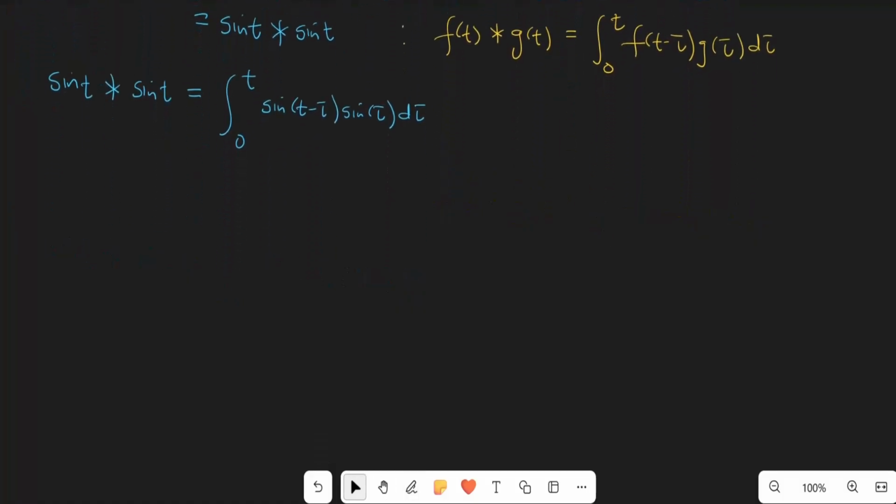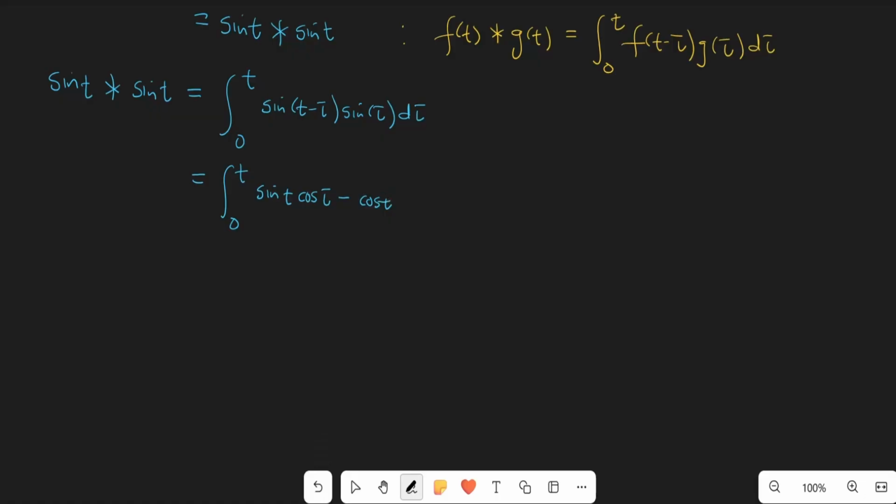Cool. So now let's solve this. Sine of t convoluted with sine of t is the integral from 0 to t. Now applying the double angle identity, sine of t minus tau is going to be sine of t cosine of tau, the first one, minus the second one, cosine of t sine of tau.